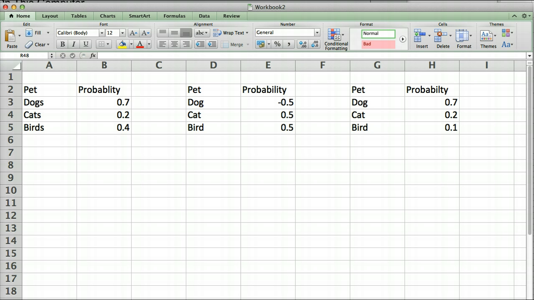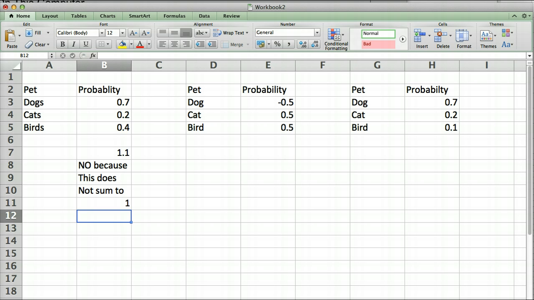We have a probability of dogs 0.7, cats 0.2, and birds 0.4. If you were to add up all these probabilities, remember they should sum up to 1. Notice, however, that if you add these up, you get a solution of 1.1 or 110%. This can't happen. This is not a probability distribution because this does not sum to 1.